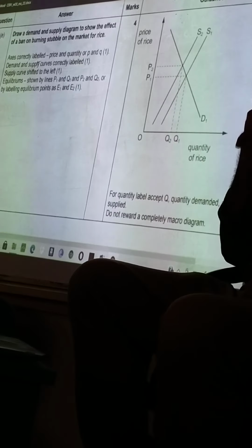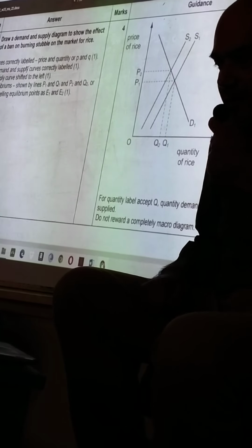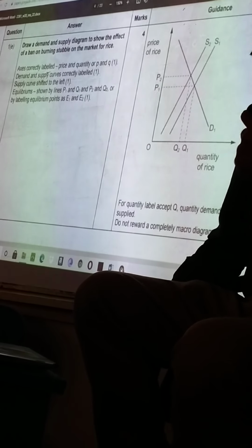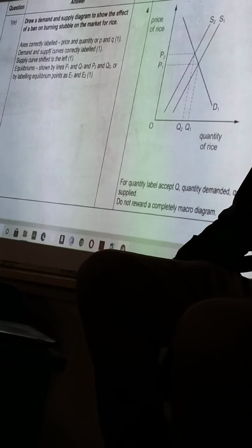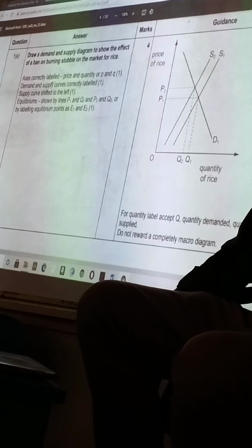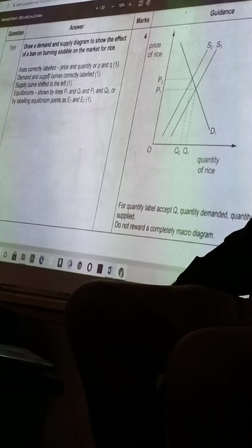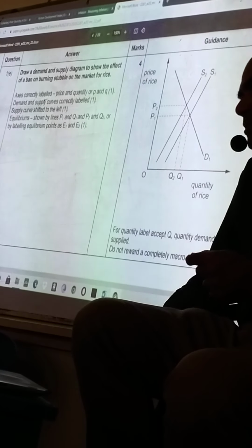Demand supply. The question was, draw a demand supply diagram to show the effect of a ban on burning stubble on the market for rice. Okay. Burning stubble. 4 marks, because it is a part of a data response question.